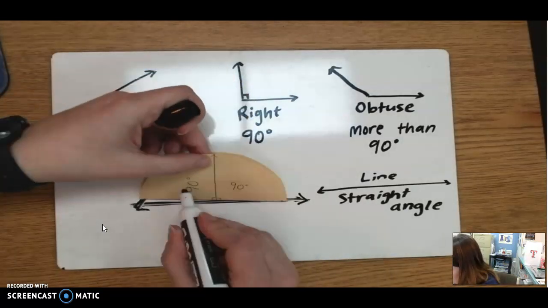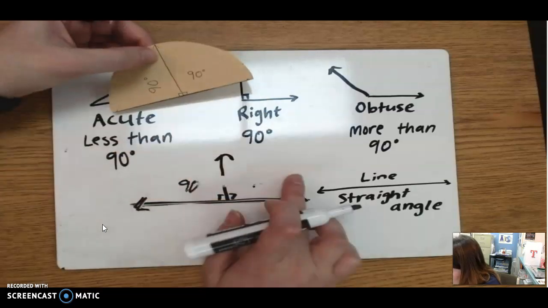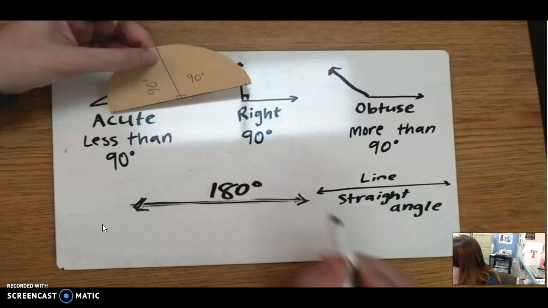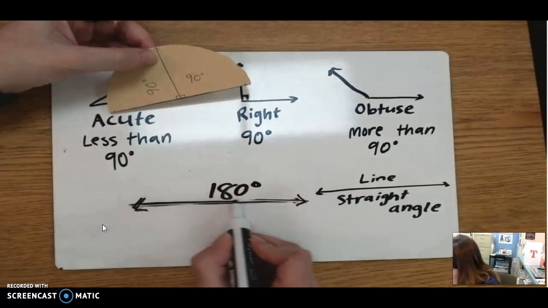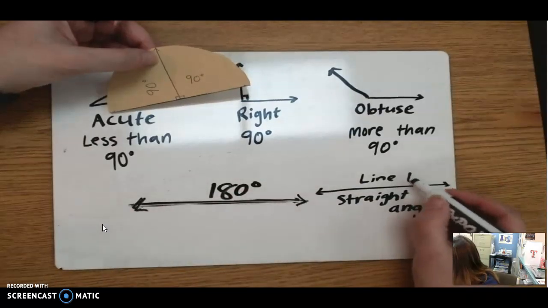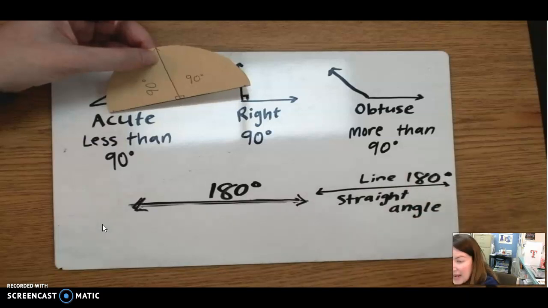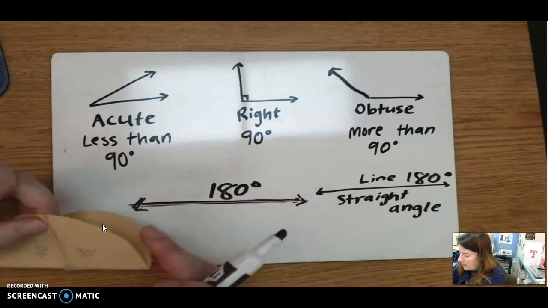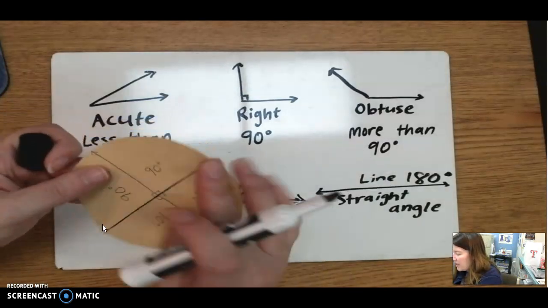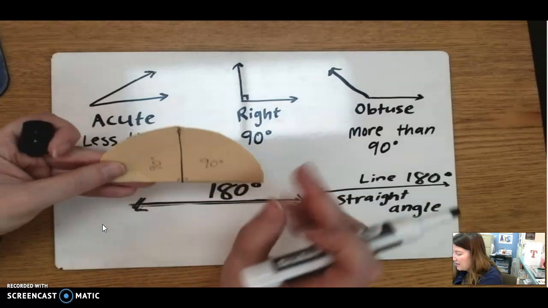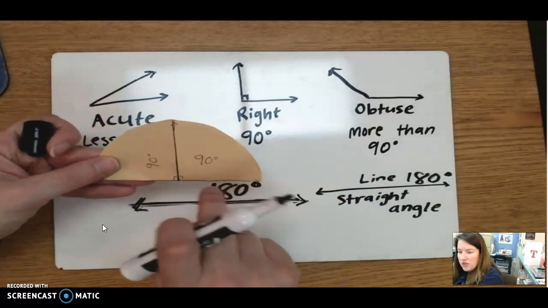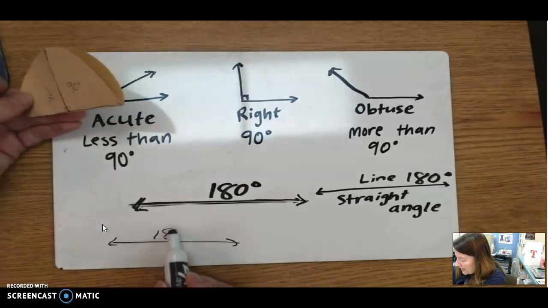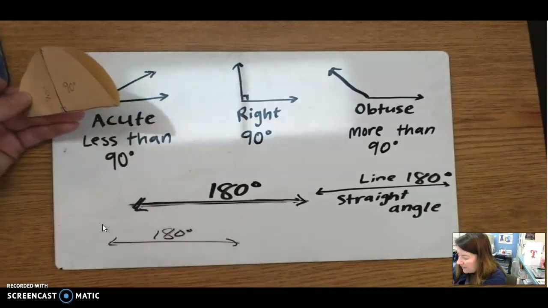90 plus 90 all the way across, a straight line will always have 180 degrees. So a line is always 180 degrees. So any line that we have here, so I could have this line, right? 90 and 90, 180 degrees. Any line ever, this is always going to be 180 degrees if it's straight.